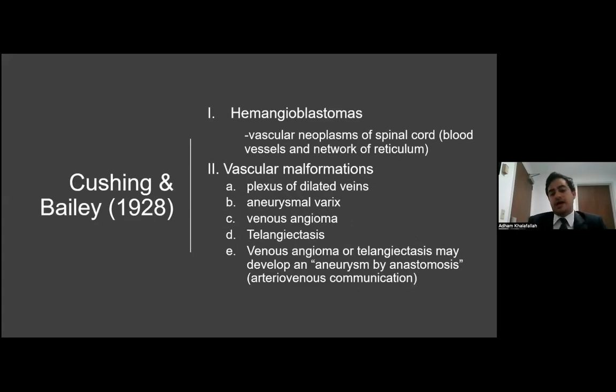Cushing and Bailey came next, and now they started differentiating between the tumors and the vascular malformations. They started describing the hemangioblastomas and also the vascular malformations. And they divided them into either a plexus of dilated veins, or aneurysmal varix, venous angiomas, telangiectasias, or maybe a combination of both, which we're going to know later on. An AVM could also develop aneurysms.